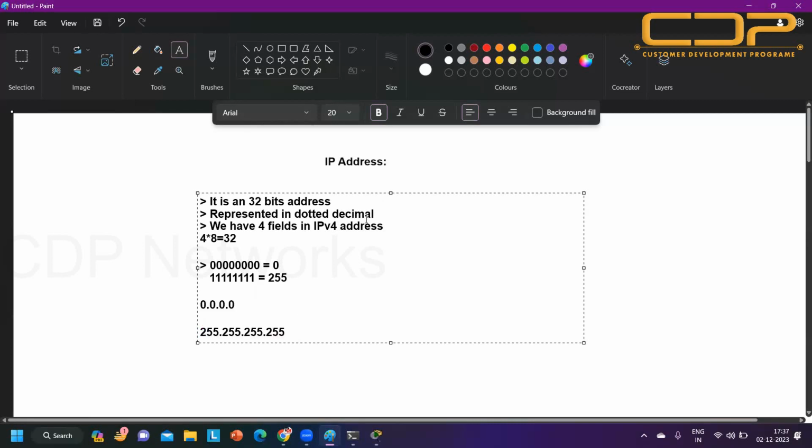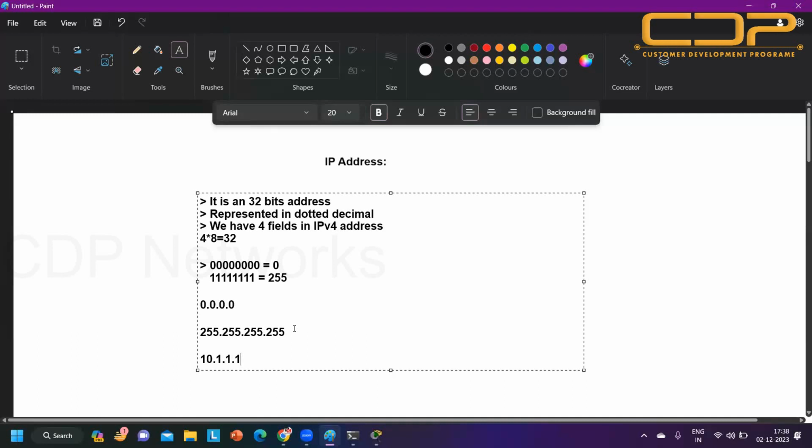Okay. And how do we separate each field? With a dot. Here you can see I am separating each field with a dot. So we separate each field with a dot. Fine. So now I am writing one IP address, guys. Let me ask you this question: 10.1.1.1. Is it a valid IP address? Yes or no?